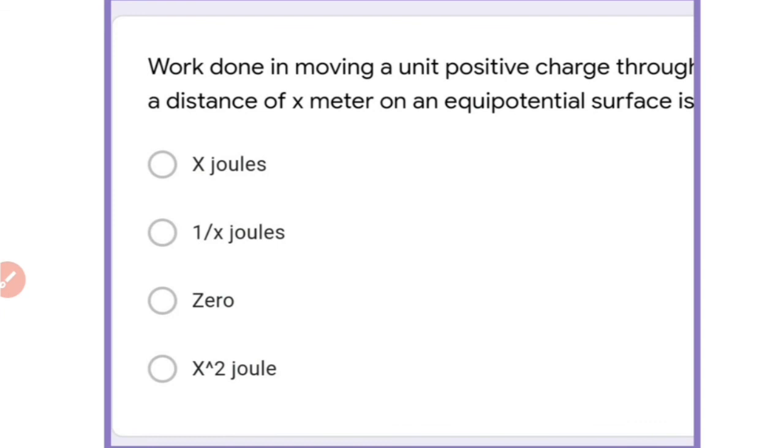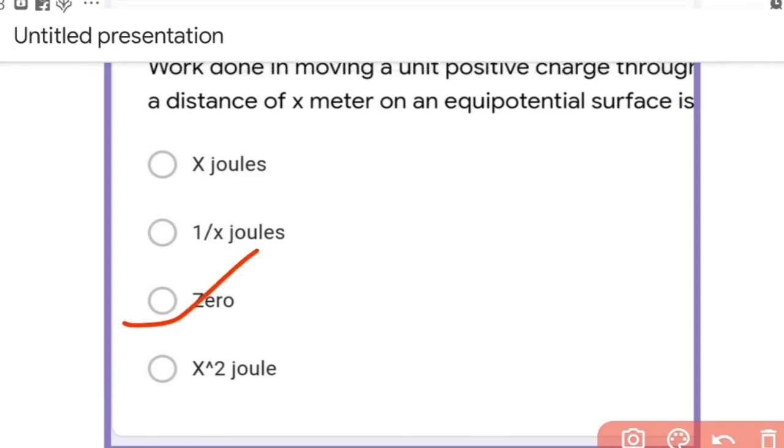So this question, work done in moving a unit positive charge through a distance of x meter on an equipotential surface is, surely it is what? 0. So the answer is 0.